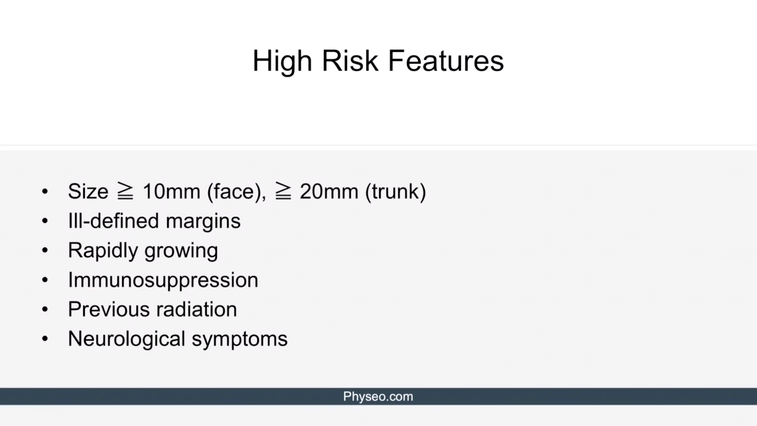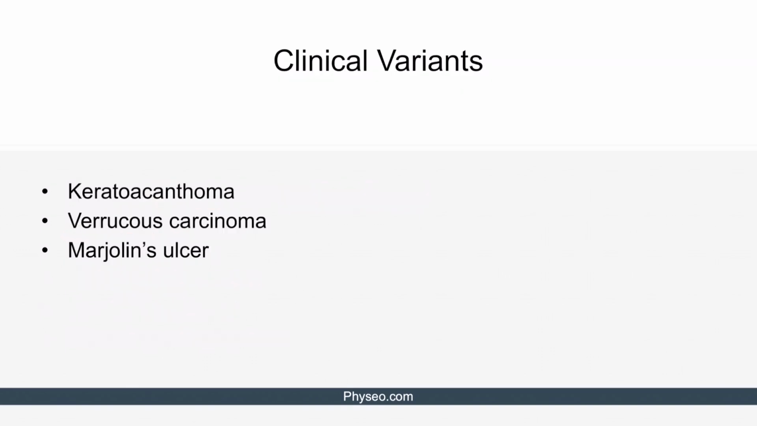Lesions more than 10 millimeters in size on the face, or more than 20 millimeters on the trunk, if they have ill-defined margins and are rapidly growing in nature, are considered high risk for developing squamous cell carcinoma. Other high-risk features include immunosuppression, a history of previous radiation, and presence of neurologic symptoms. The three main clinical variants of squamous cell carcinoma are keratoacanthoma, verrucous carcinoma, and Marjolin ulcer.